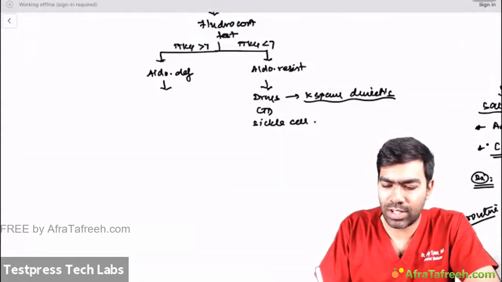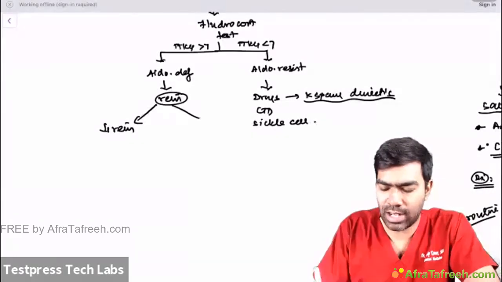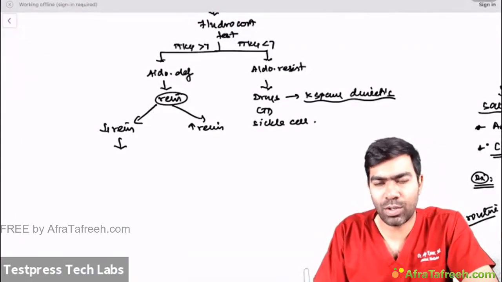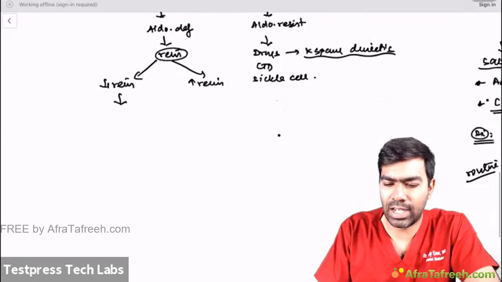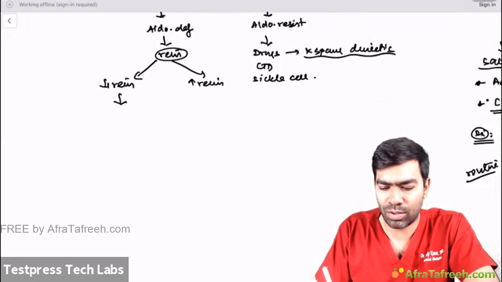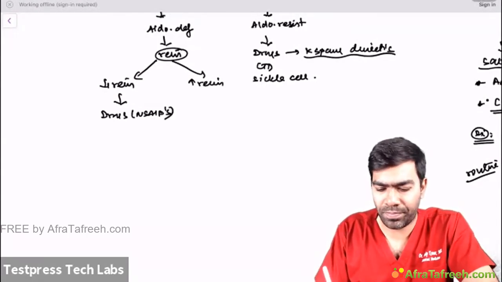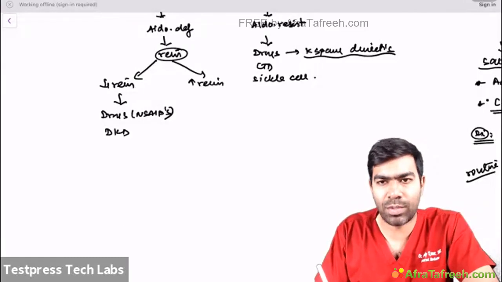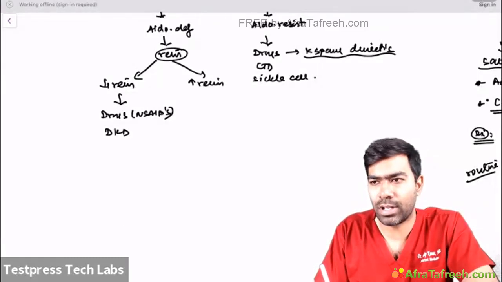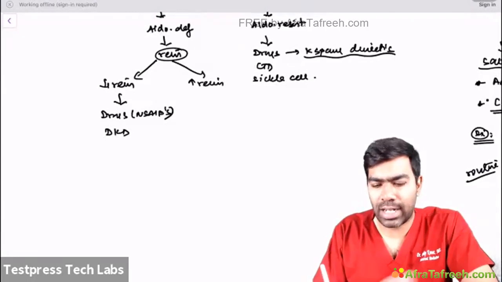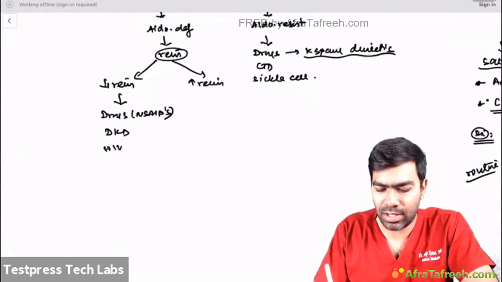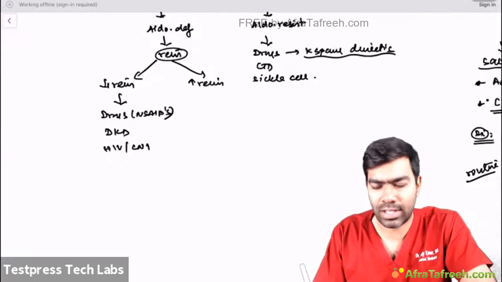If it's aldosterone deficiency, then see the renin. If it's a low renin aldosterone deficiency or a high renin aldosterone deficiency. If it's going to be a low renin aldosterone deficiency in this particular setting, there is some problem in the kidneys' production of aldosterone. So it must be due to some drugs like, for example, NSAIDs. Once again, it must be due to some diabetic kidney disease, that is diabetic nephropathy, DKD could be the possibility, or anything else that damages the interstitial area like HIV, calcineurin inhibitors once again. So we discussed yesterday itself.